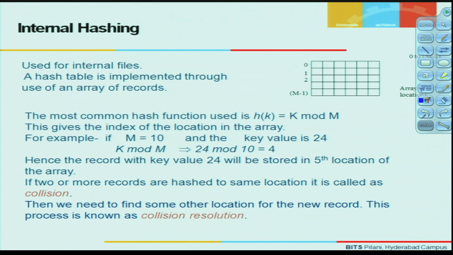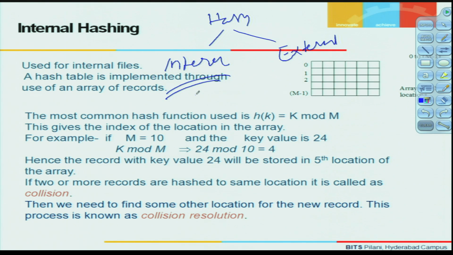First, let us talk about internal hashing. We have two hashing techniques. The first one is internal hashing, the second one is external hashing. The internal hashing technique is employed for files or blocks which are available in RAM. When you need to do hashing on files in RAM, internal hashing is used, and for files which are on the disk, if you want to do hashing, it is called external hashing. Internal hashing is used for internal files, that is, the files in RAM.